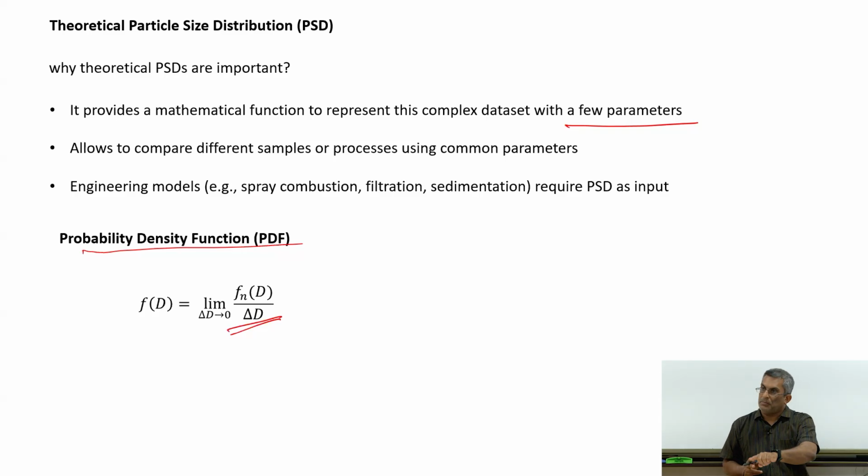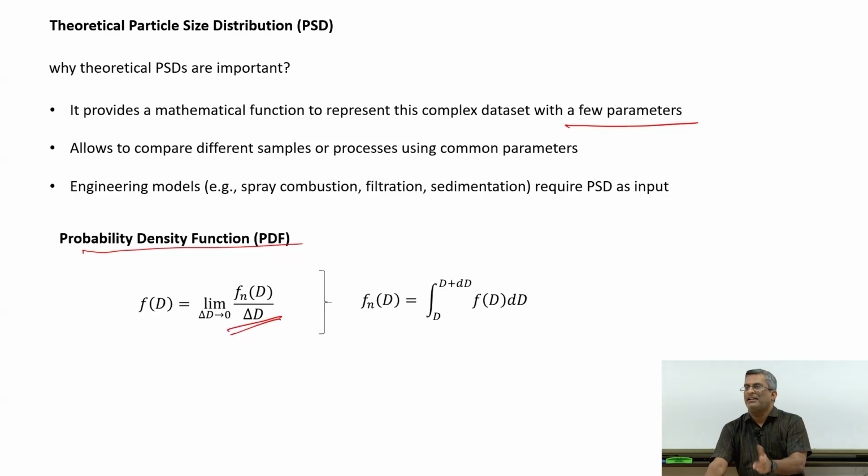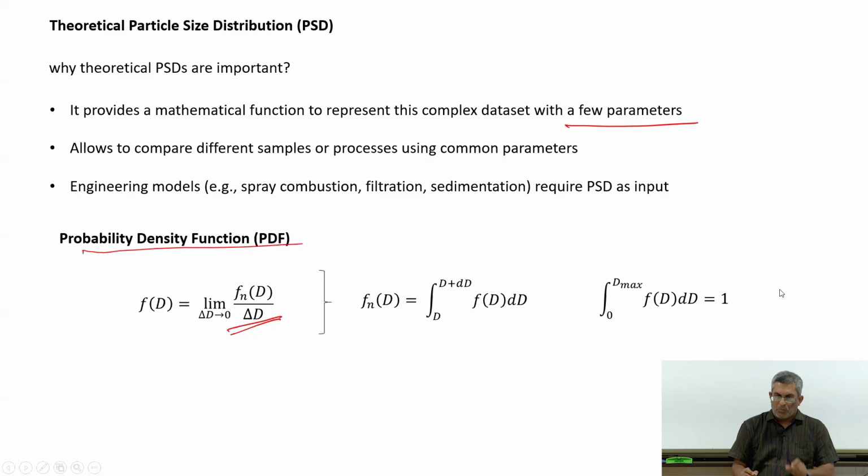So if you know the probability density function, how can you calculate the probability? Just by integrating the same function. Okay. And if we integrate the probability density function from 0 to the maximum value, we will get 1, because total probability is 1. So basically the local probability for a given size d is now given by this.